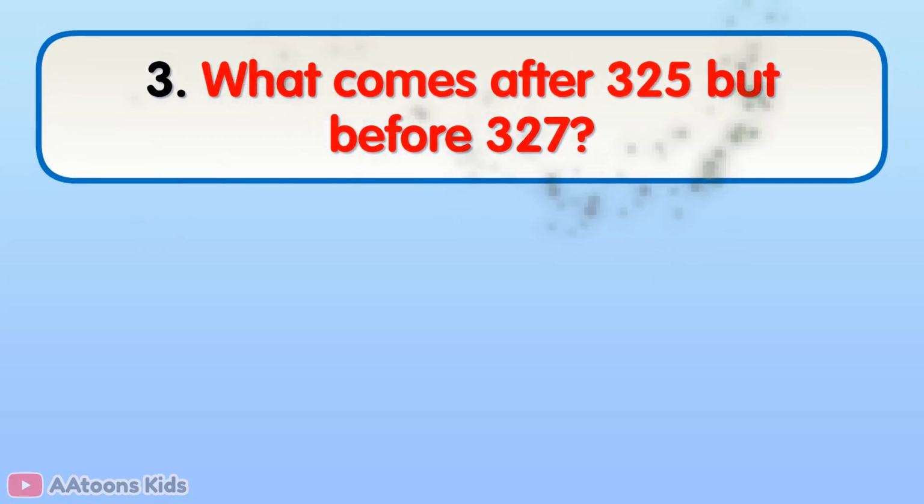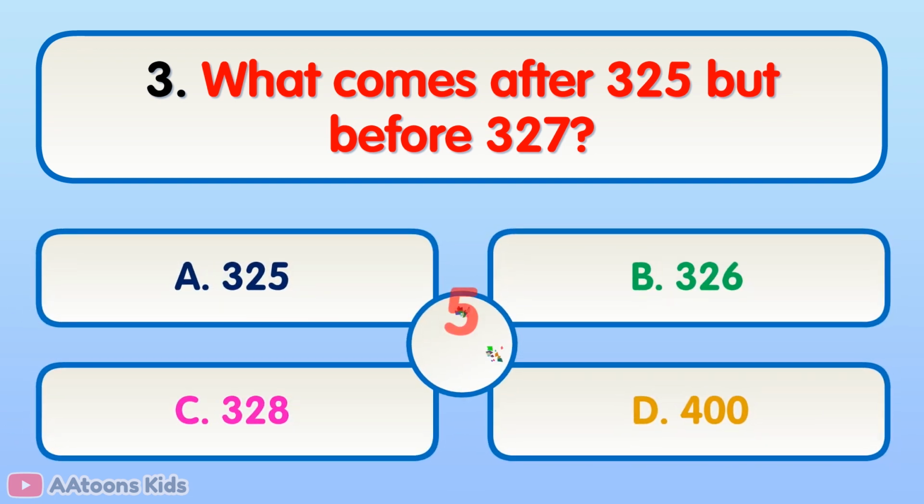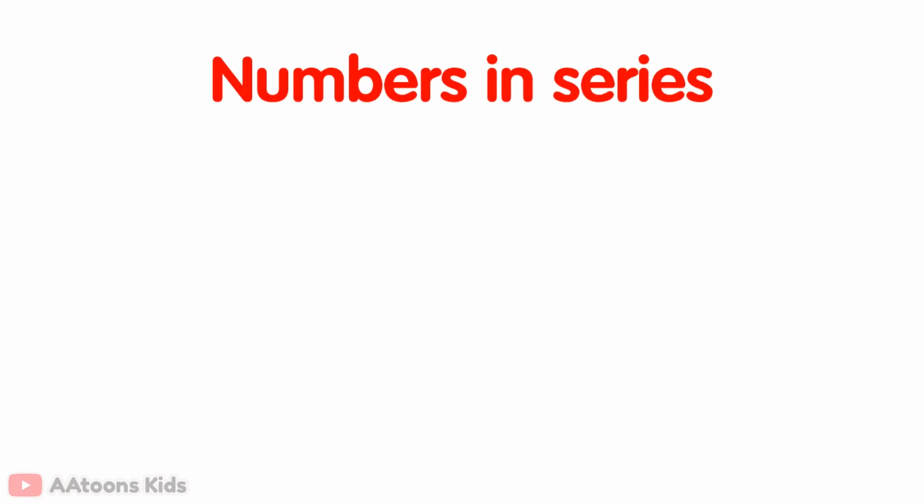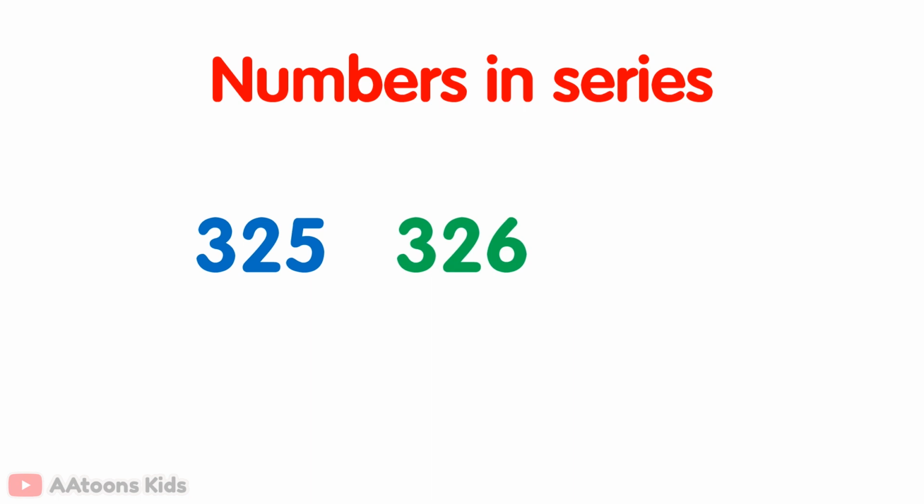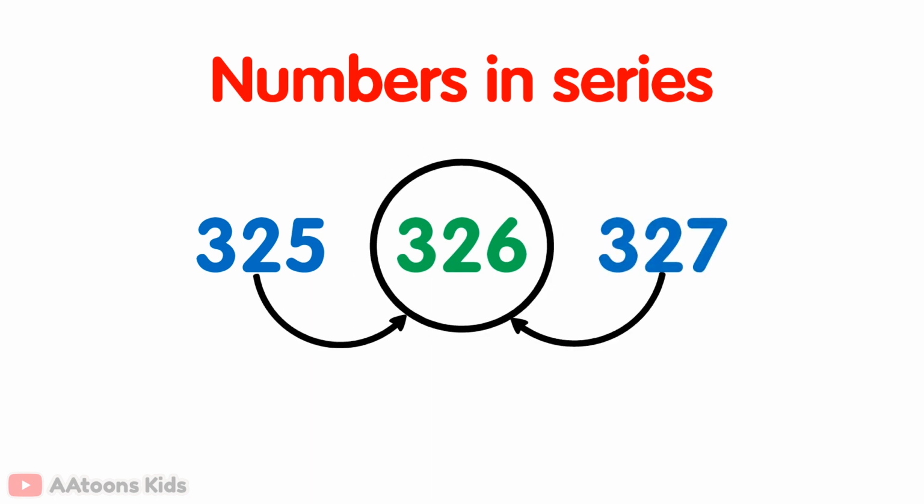What comes after 325 but before 327? 326. When we count the numbers in series, 325, 326, 327. 326 comes between 325 and 327.